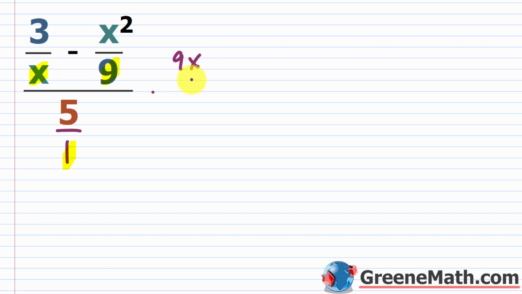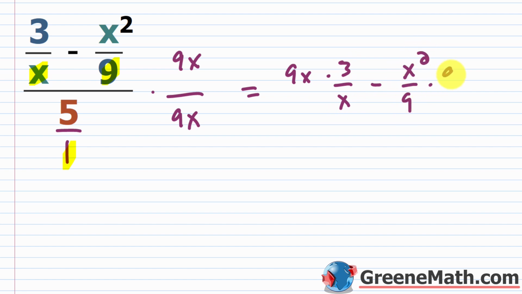So I'm going to multiply that by the numerator and denominator of this complex rational expression. So I'm going to multiply 9x times 3 over x, and then minus, I'm going to have x squared over 9 times 9x, and this will be over, we'll have 5 multiplied by 9x. Okay, so let's see what we can do here. I'm going to cancel this x with this x, and then I'm going to cancel this 9 with this 9. So basically, is there anything I can pull out? It doesn't look like it.